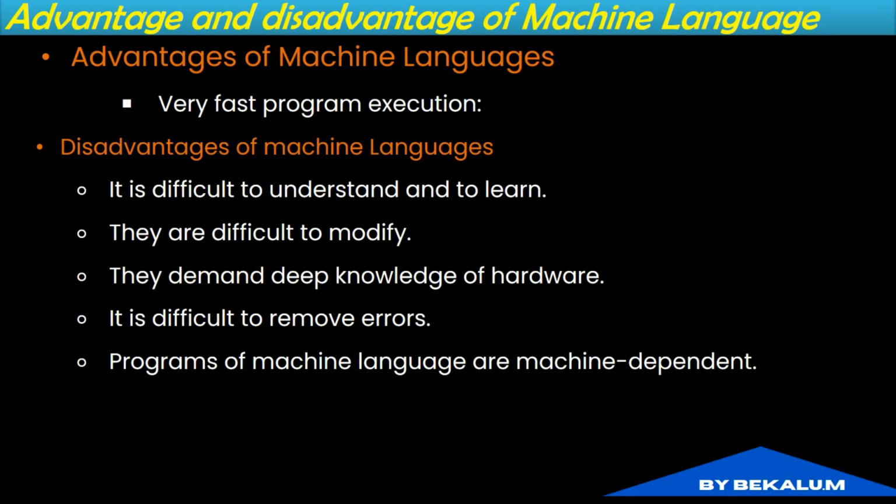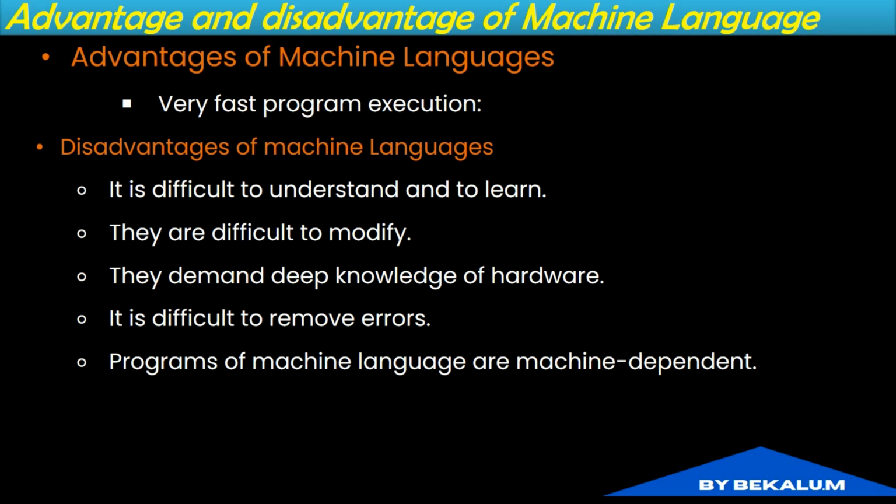Let's see the advantage of machine language. They are very fast in program execution because every instruction is written in terms of zeros and ones, so the computer can directly understand those instructions. So there is no need of any extra translation step.